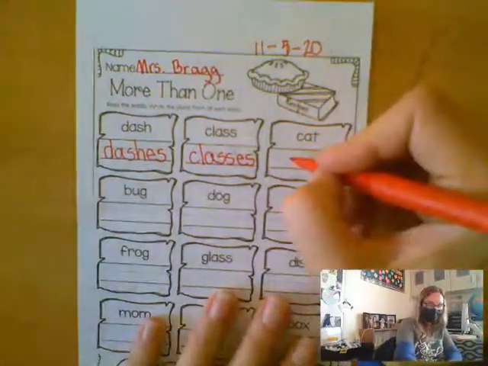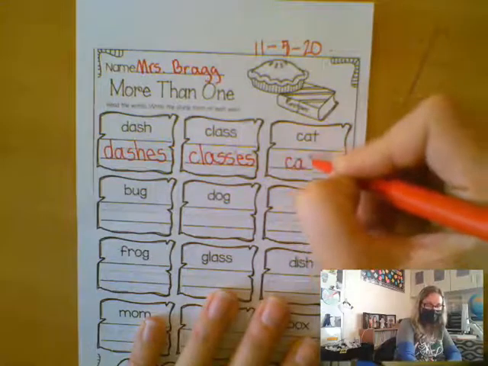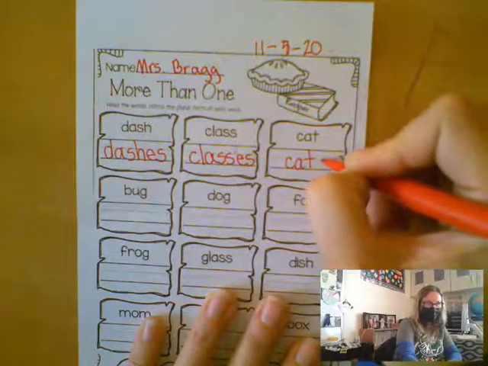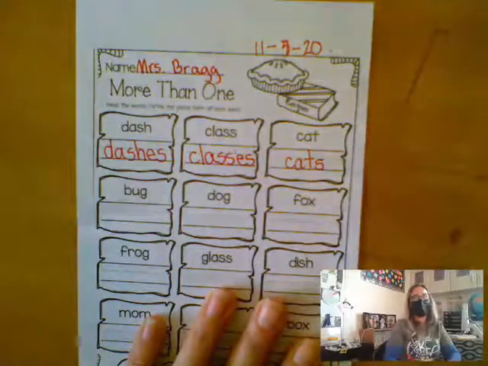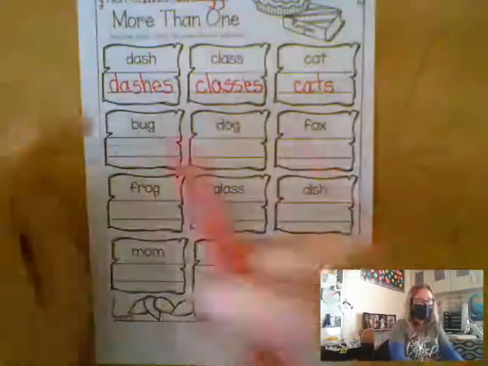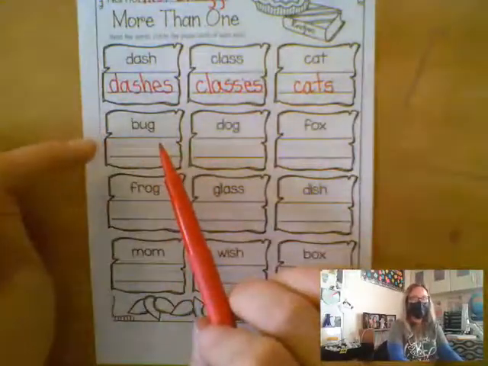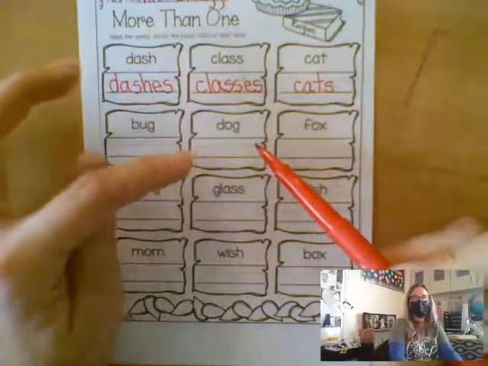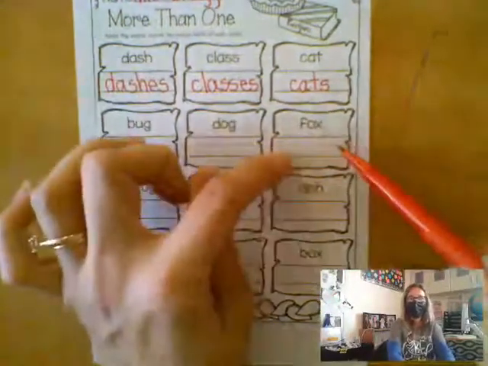All right, what's the next one, Beckett? Cat. But if I had more than one cat, I would have cats. Good job. Okay, so you're going to go through. This word is bug. Would it be bugges or bugs? Would it be dogges or dogs? Foxes or fox?